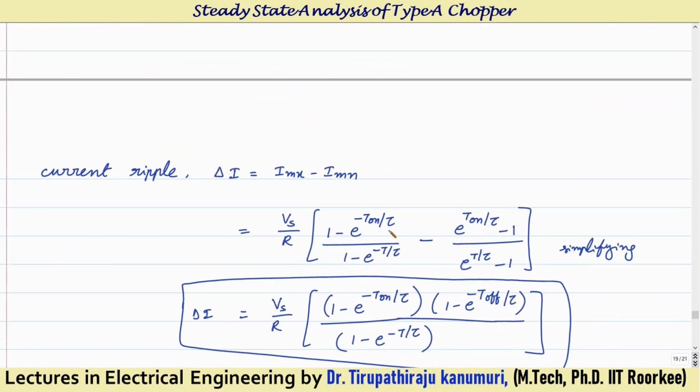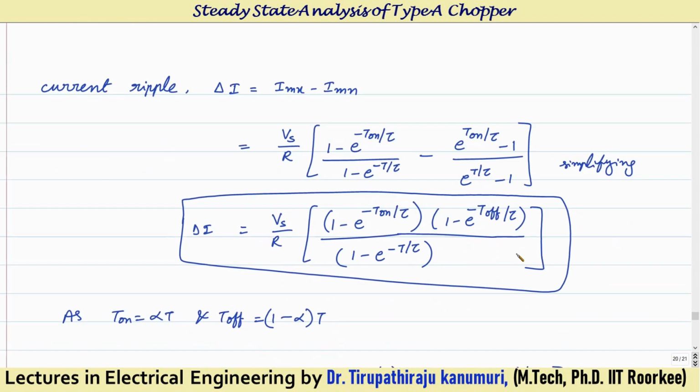Now comes the current ripple, because the current is varying from the maximum value to the minimum value. So the difference between the maximum and minimum value is given by the current ripple. So current ripple is I maximum minus I minimum. That is the change. When you substitute in the above equations, it becomes Vs by R into 1 minus e to the power of minus T on by tau divided by 1 minus e to the power of minus T by tau, minus e to the power of T on by tau minus 1 divided by e to the power of T by tau minus 1.